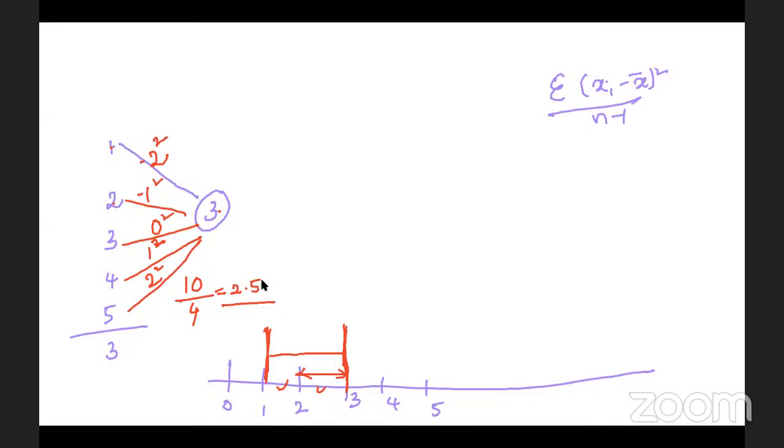Again, when it comes to interpretation, this 2.5 standalone doesn't give you any information. When you compare this data set's variance with other data sets' variance, that is how we can take a decision. So the variance and standard deviation always have to be compared with a reference value. I can compare the variance value of data set 1 with data set 2's. Then I can understand whether the numbers are very close to each other or very far away from the individual elements in the data set.